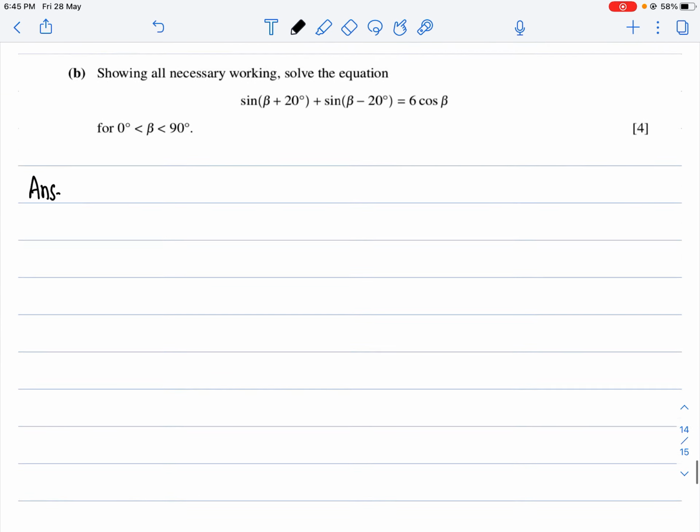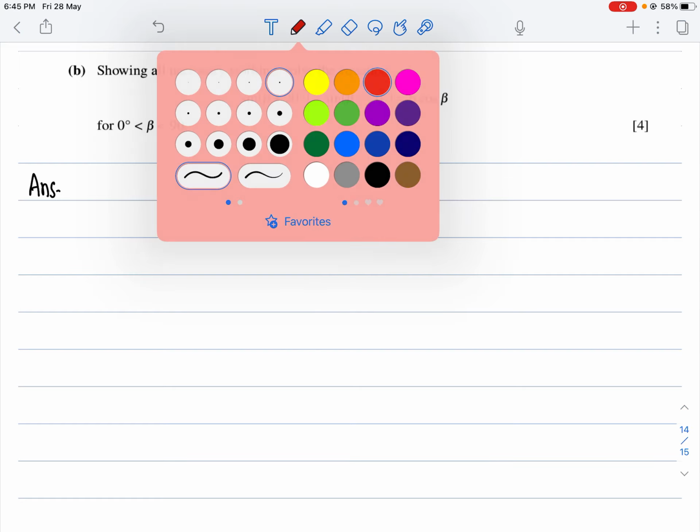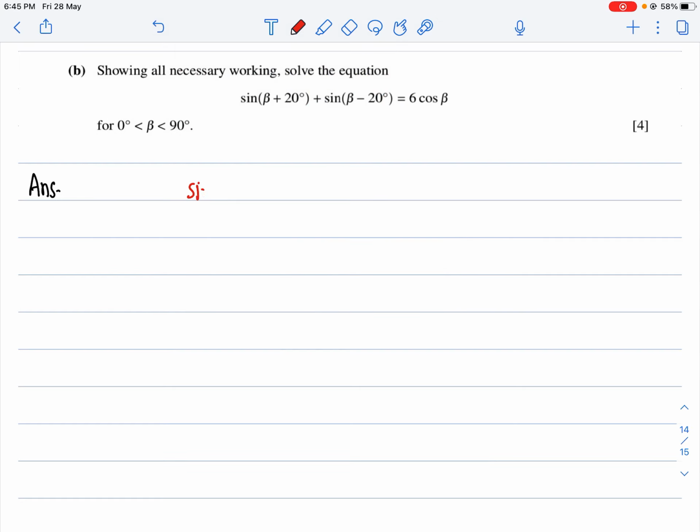Now the B part, showing all necessary working, solve the equation. For this we need to know two compound angle formulas. The sine compound angle formula, which states that sine A plus B can be written as sine A cos B plus sine B cos A. And my sine A minus B compound angle formula can be written as sine A cos B minus sine B cos A.